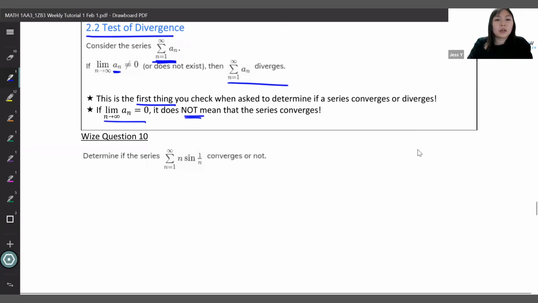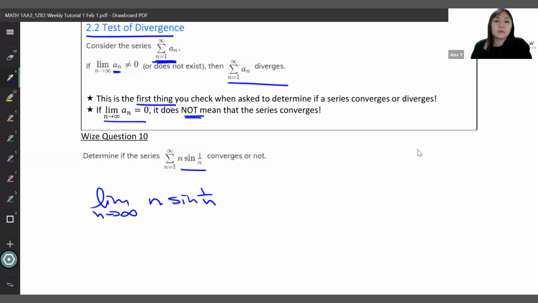So let's take a look at this example here. Determine if the series, the sum where n goes from 1 to infinity of n sine of 1 over n, converges or not. You're going to check the limit as n goes to infinity of each of the terms. If it doesn't equal 0, it doesn't stand a chance. It definitely diverges. If it equals 0, then there's a chance it will converge, but we still don't know for sure. Okay. So checking this limit, if you do a direct substitution, you are going to get infinity times sine of 0, which is 0. That's undefined or indeterminate, sorry. So we have to try to use L'Hopital's rule. So I'm just going to rewrite this. We have sine of 1 over n over 1 over n.